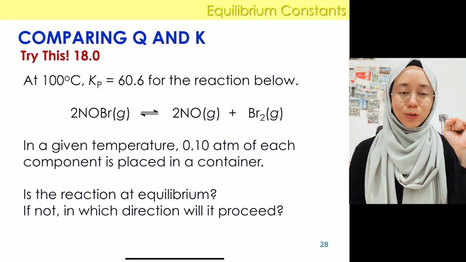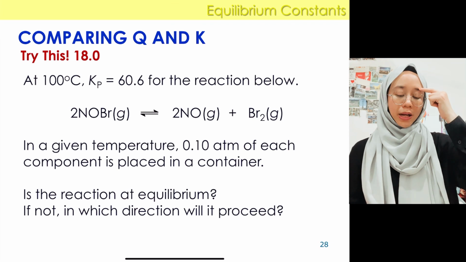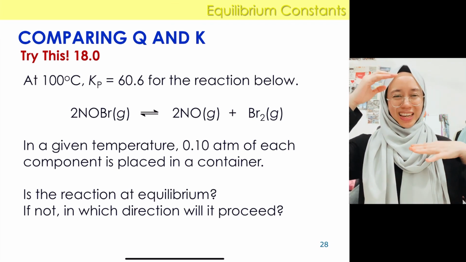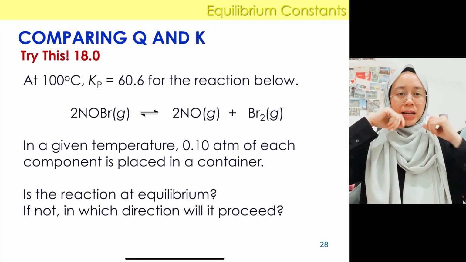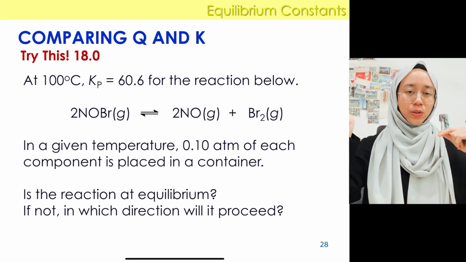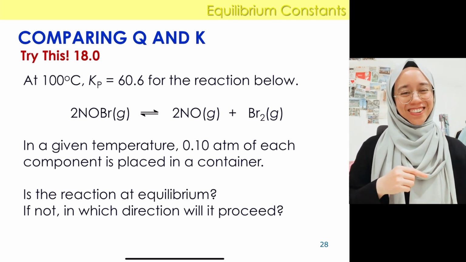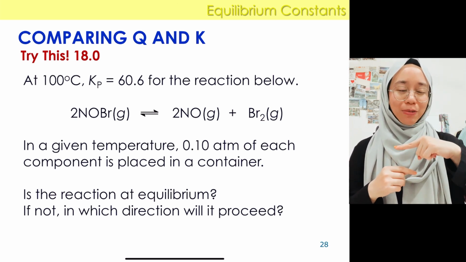Alright, okay, itu sahaja. Okay, remember when Q is larger than K, bermaksud produk lagi banyak. So produk lagi banyak bermaksud dia akan pergi ke sebelah kiri. Reaction akan proceed to the left.